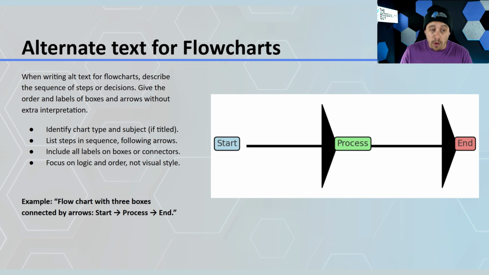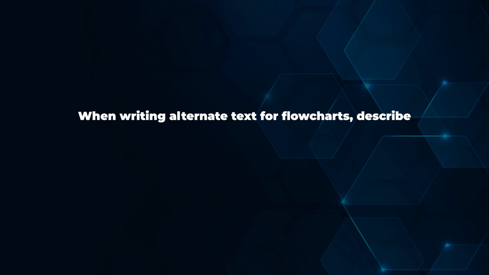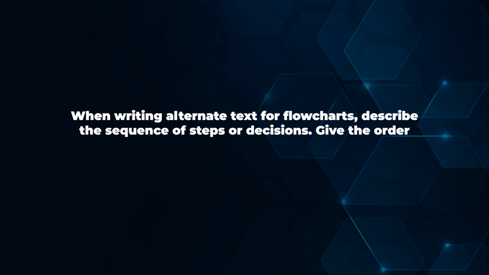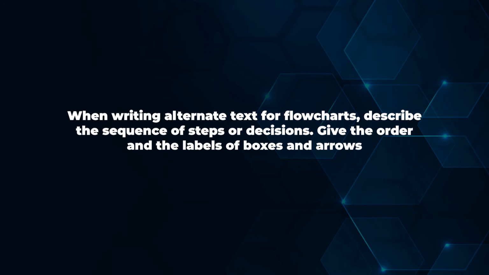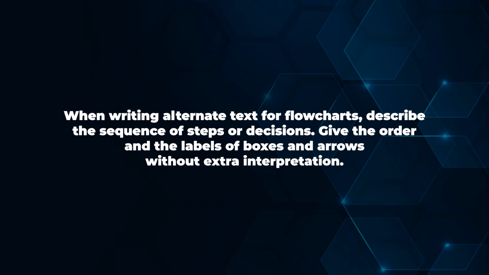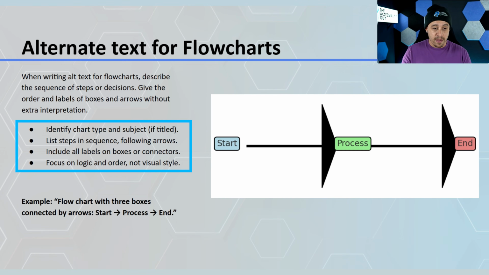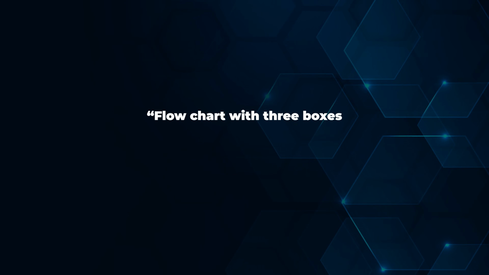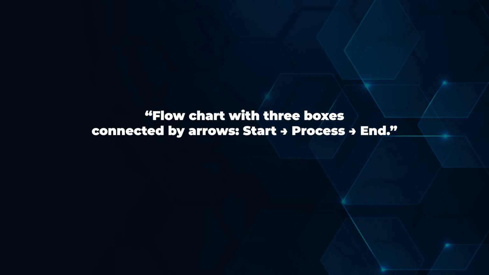Alternate text for flowcharts. When writing alternate text for flowcharts, describe the sequence of steps or decisions, give the order and the labels of boxes and arrows, but without extra interpretation. So identify the chart type, list the steps in the sequence, include all labels or boxes and connectors, focus on logic and order, not the visual style. So in this example, the alternate text would be flowchart with 3 boxes, connected by arrows, start, process, and end.